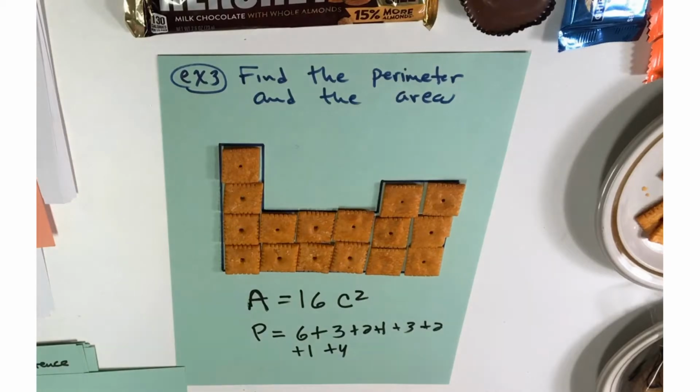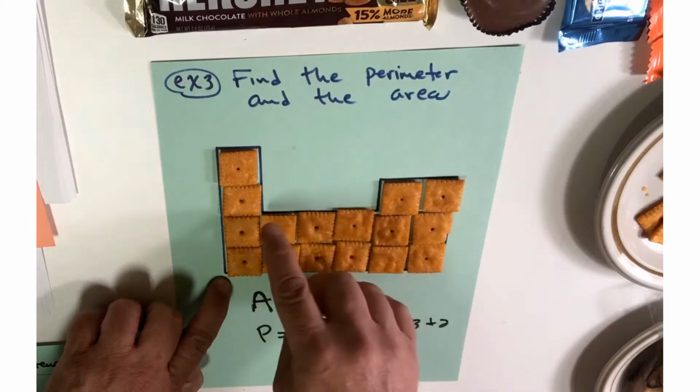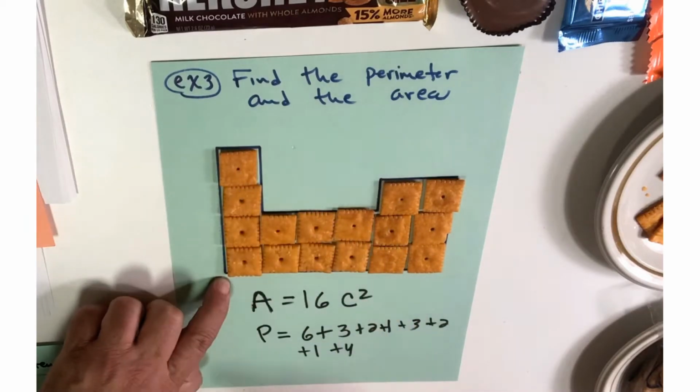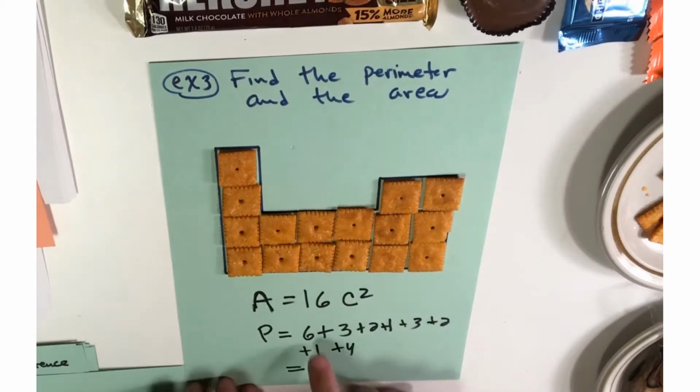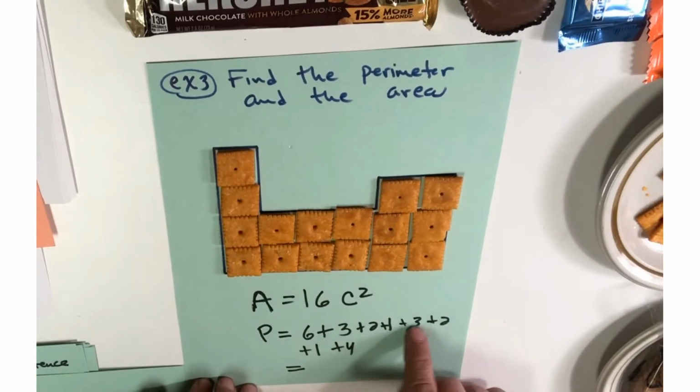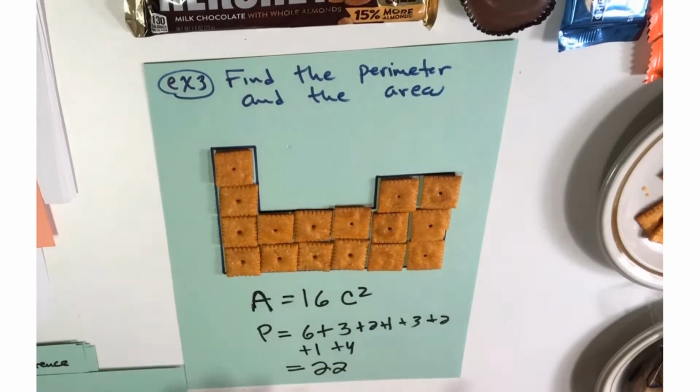And I think I'm done because I started with 6, right? I went all the way around starting from this point. 6, 3, 2, 1, 3, 2, 1, 4. And I've got them all. And all you would have to do is just add 9, 10, 11, 12, 13, 14, 15, 16, 17, 18. And so your perimeter is 22.